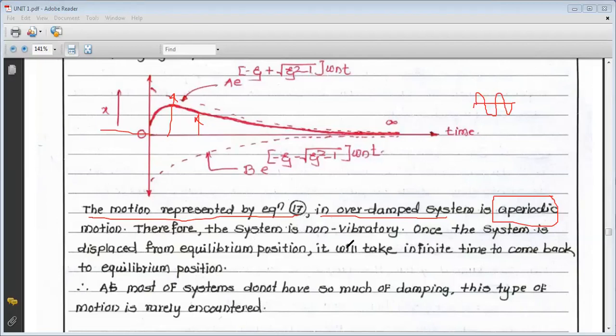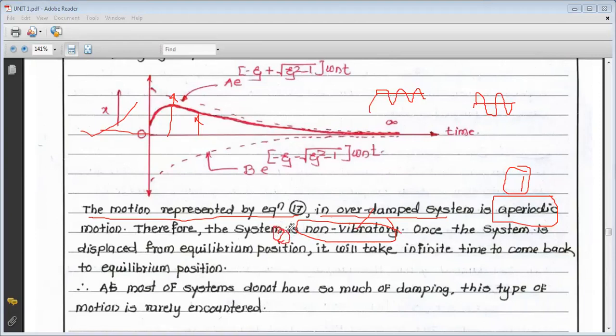Therefore this system is non-vibratory. What is a vibratory system? The motion should repeat itself after every interval of time. This motion is not repeating, so this is non-vibratory motion. So in case of an overdamped system, the motion is aperiodic. This is the first significance. The second significance is that the overdamped system is a non-vibratory system.